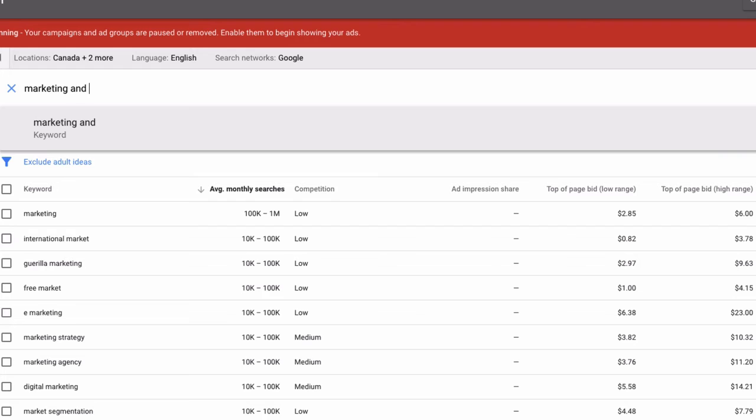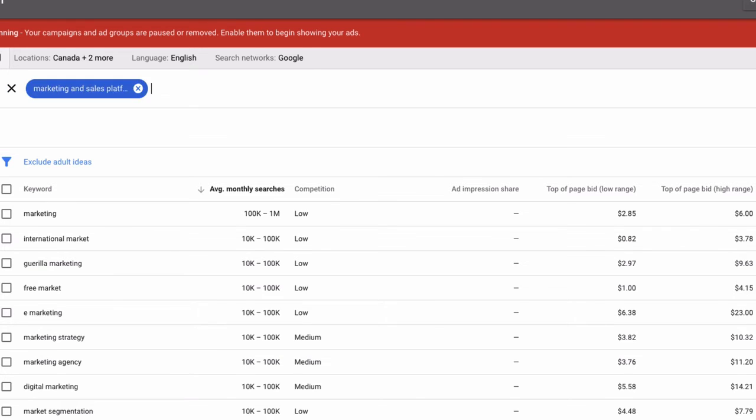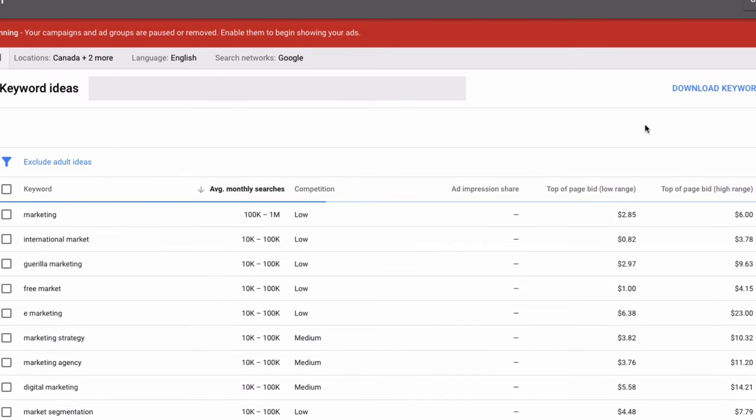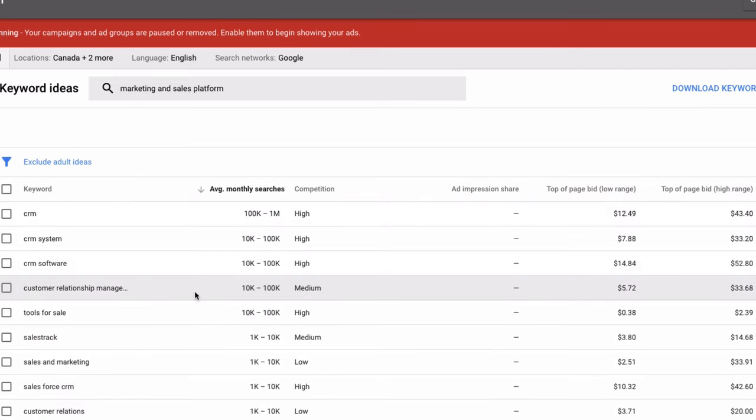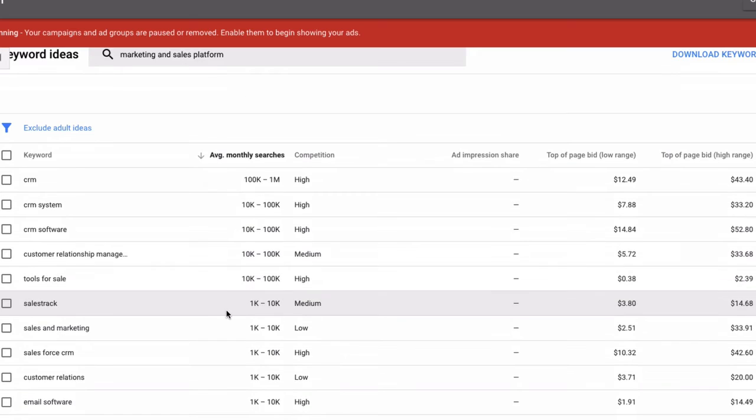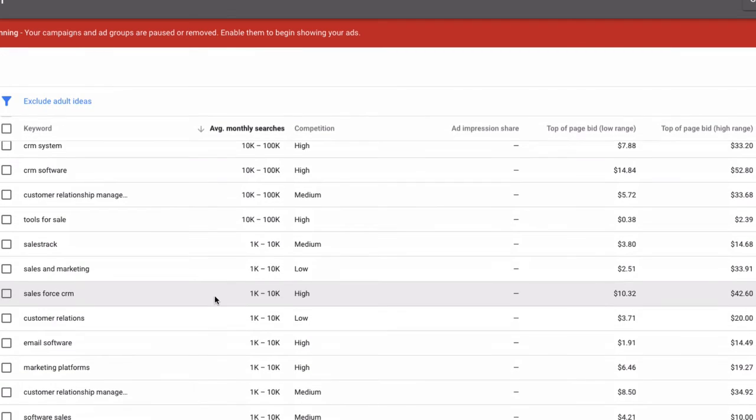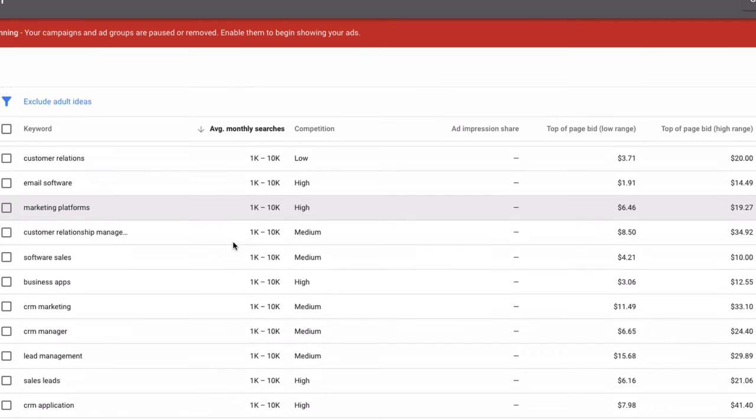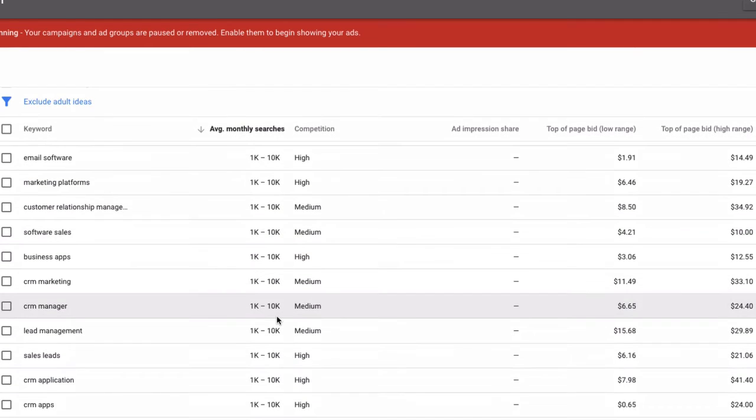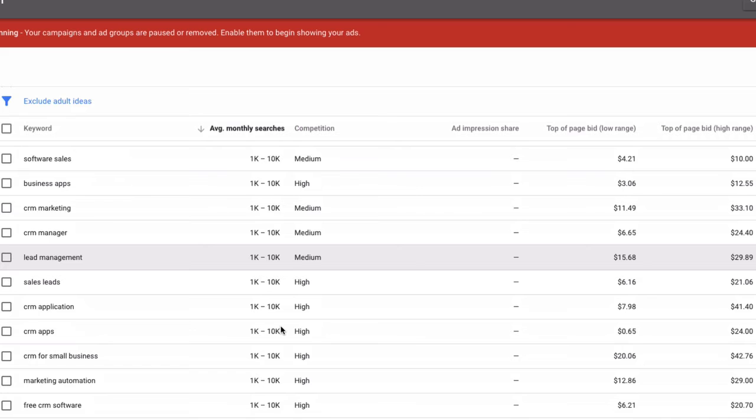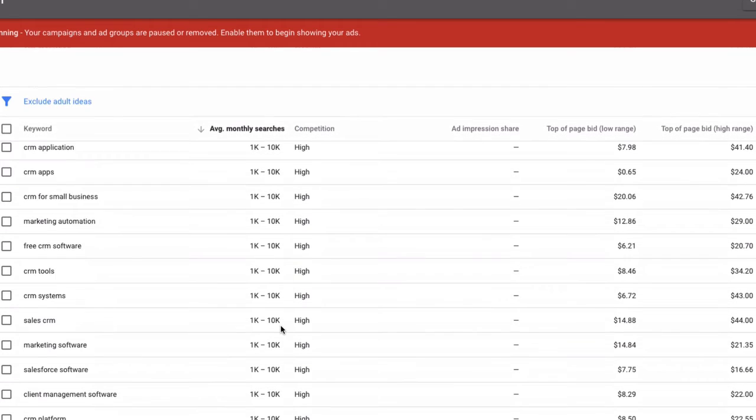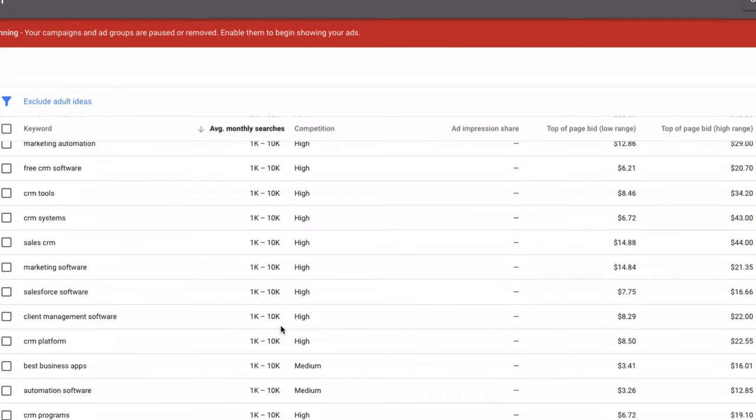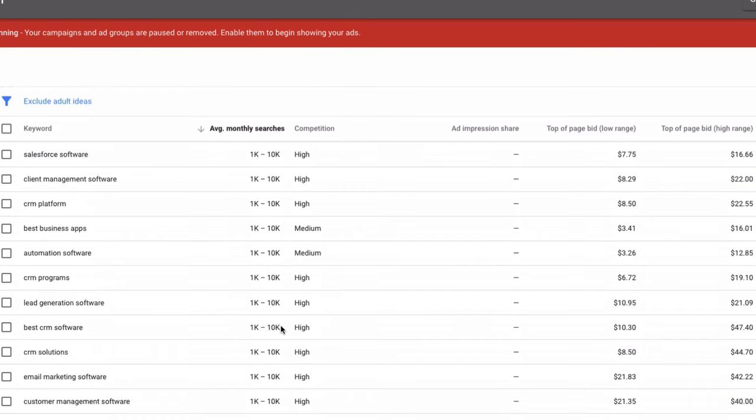Marketing and sales platform. Let's go ahead and get results. And now let's see, customer relation manager, right? Sales track, sales and marketing, Salesforce, right? If they're typing in things that are, let me see, sales and leads, CRMs for small businesses. So everything comes up as automation software, you see.